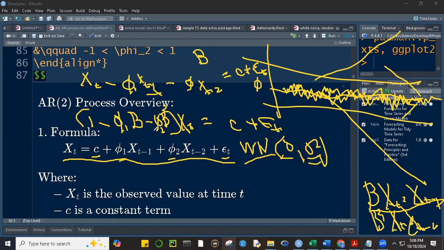Okay? So pag nakita nyo ito, no, kunyari ito sa paper o sa isang textbook or whatever, alam nyo na. Pag dinistribute nyo to, class, B times x sub t, that's x sub t minus 1. Okay? B squared times x sub t is x sub t minus 2 yan. Okay? So you're just regressing your x sub t on its past 2 values. So that's an AR process, with the parameters phi1, phi2, constant c. Okay. Let me pause for a while. Questions, class? Maliwanag ba?